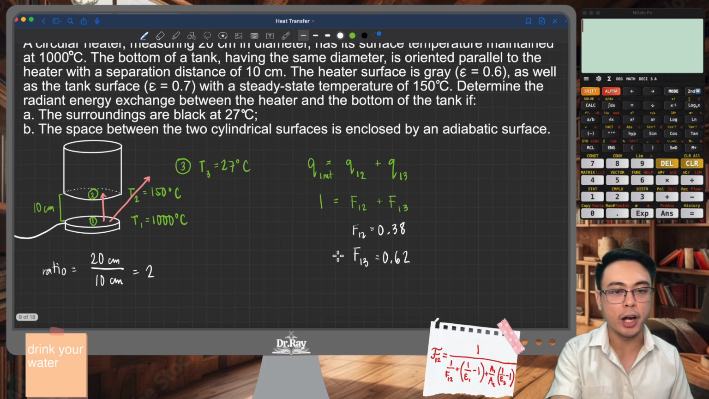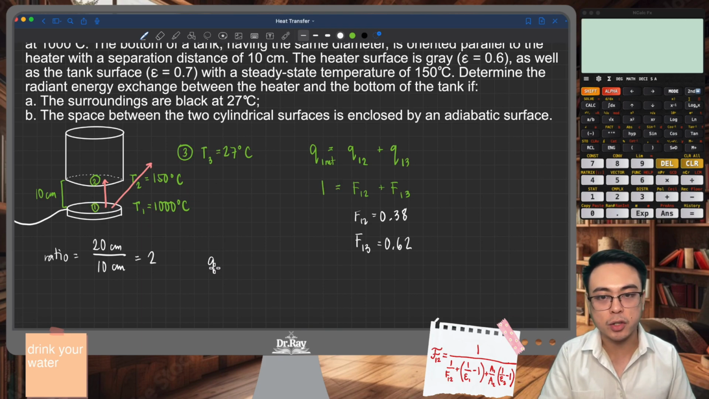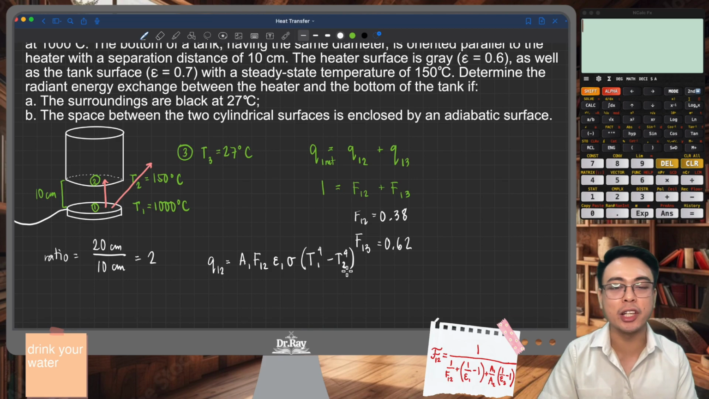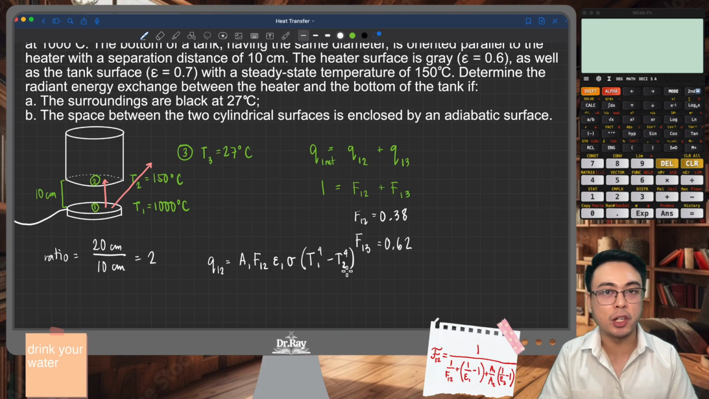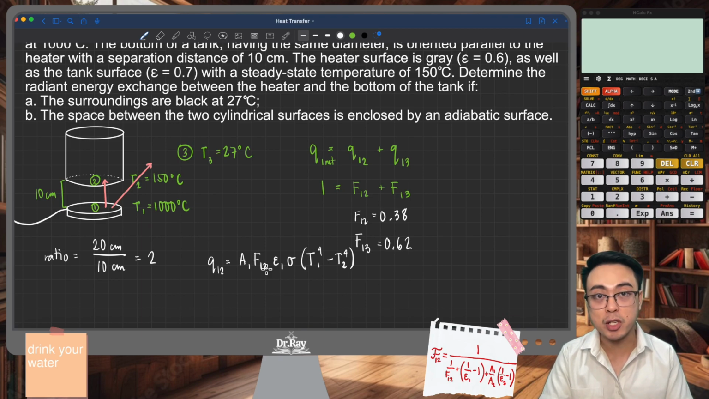So when we write the formula for Q12, or the rate of heat transfer from surface 1 to surface 2, we can write it this way. We need the area of surface 1 and then the view factor from surface 1 to surface 2 times the emissivity of surface 1 times the Stefan-Boltzmann constant times the difference in temperature to the fourth between surface 1 and surface 2. However, this equation right here is only applicable if the receiver of the radiation is a black body. Notice that in this equation, we are only considering the emissivity of the emitting surface, but we are not considering the emissivity of the receiving surface. But in reality, we should consider that as well.